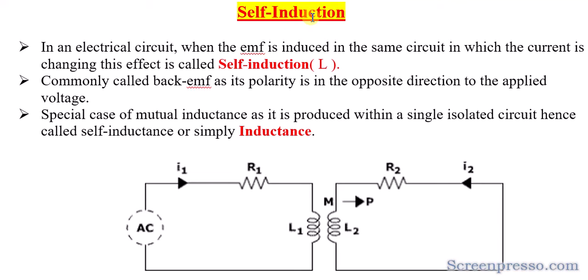So self induction. Self means from itself, from its own. That is the basic meaning of self. It is generated by its own circuitry. Here it means a circuit basically. With respect to electronics or electrical point of view, self is nothing but its own circuit. So self induction means the induction generated or created by its own circuitry. This is the basic idea of self induction.